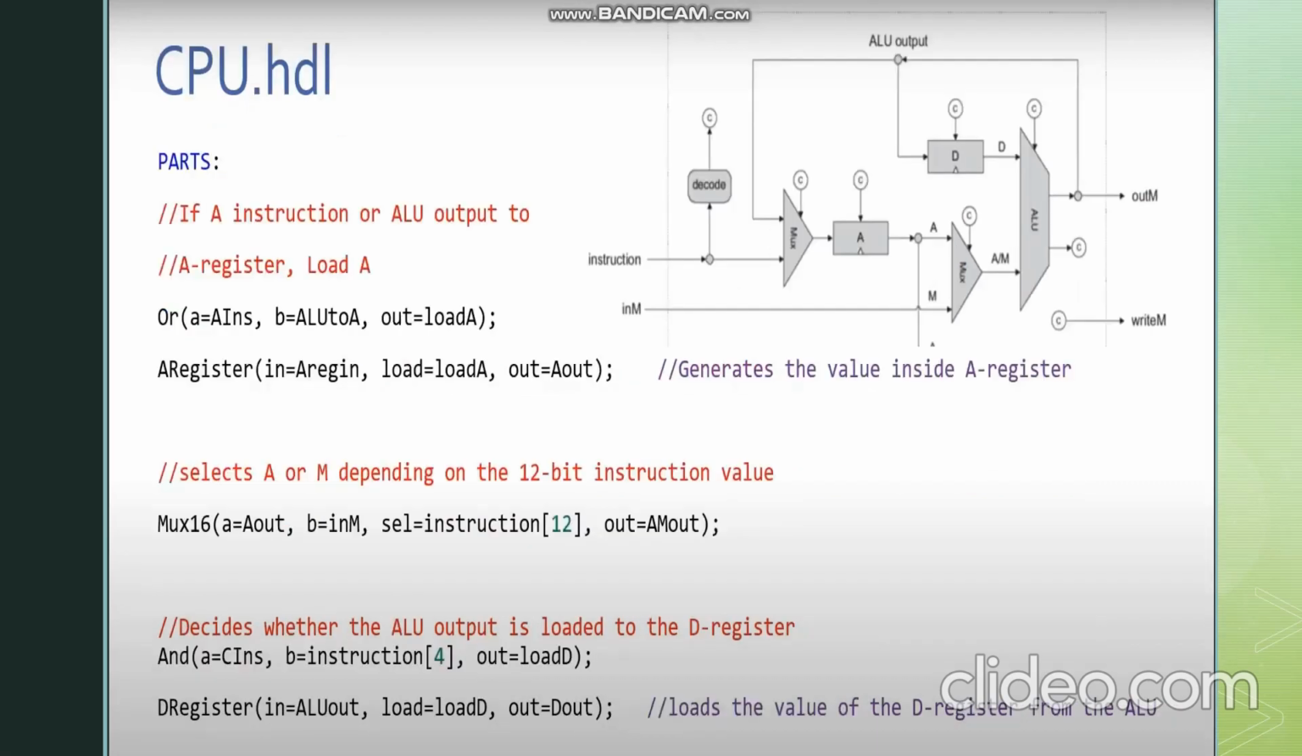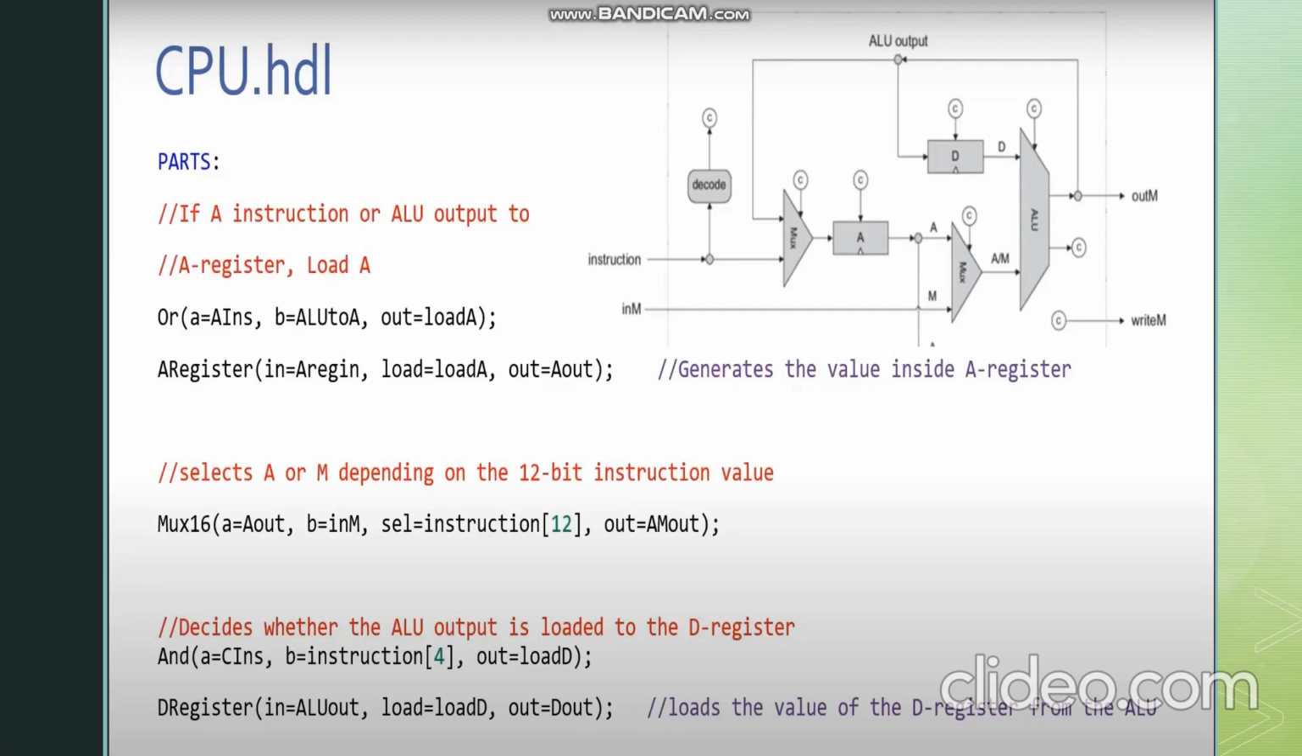In the next part of the code, we have got an OR gate. The load bit in the A register would be 1 if either the A instruction or the ALU output is fed to A. On the other hand, the A register is used to store the value that is fed into it. It takes in the output from the multiplexer and the load A output from the OR gate as its inputs. The output A out then generates the content or the value that is currently stored inside the register.